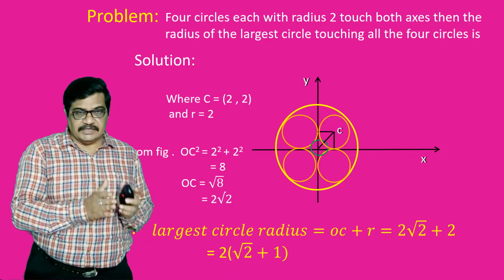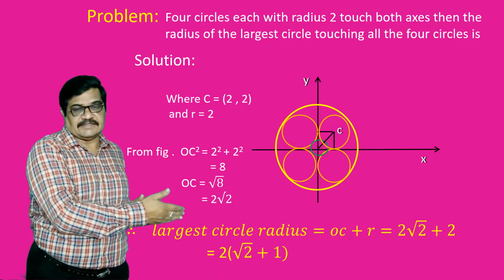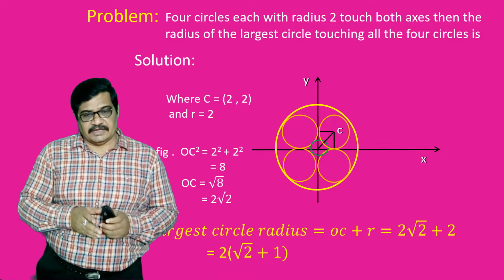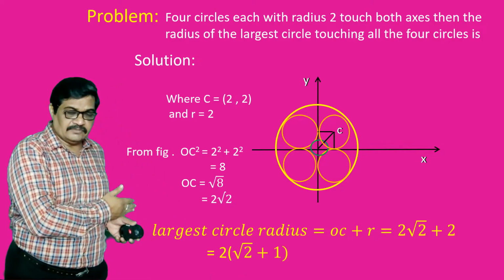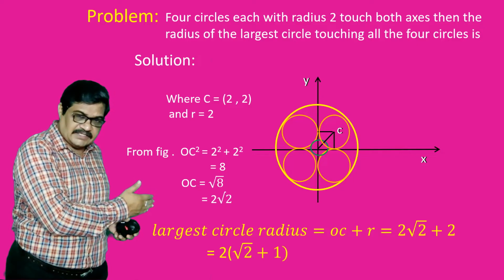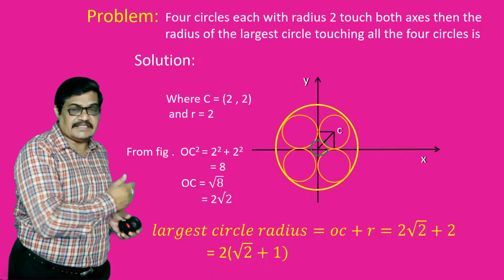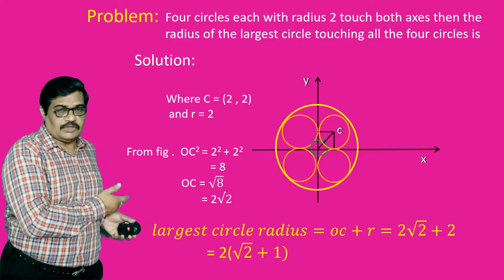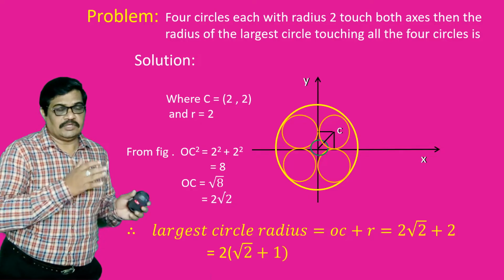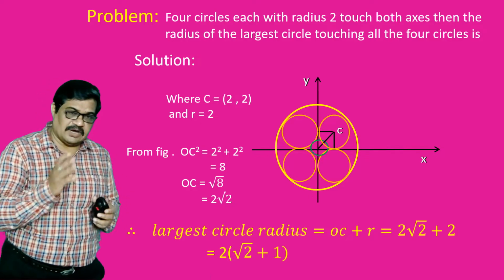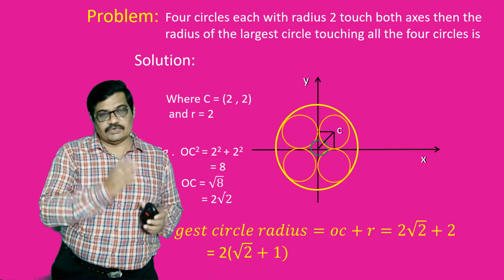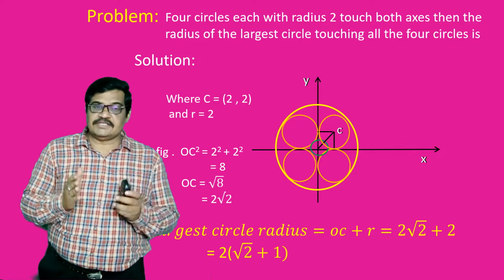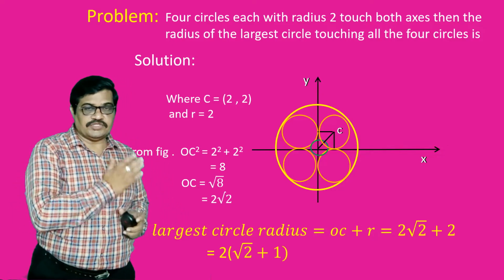So the largest circle touches these four circles. If you want the radius of the smaller circle, what is the formula? From the diagram, the smaller circle radius is OC minus R. Then we get 2 root 2 minus 2, that is 2 times (root 2 minus 1). So the larger circle radius is OC plus R and the smaller circle radius is OC minus R. In our problem, we have to find the largest circle radius, that is OC plus R.